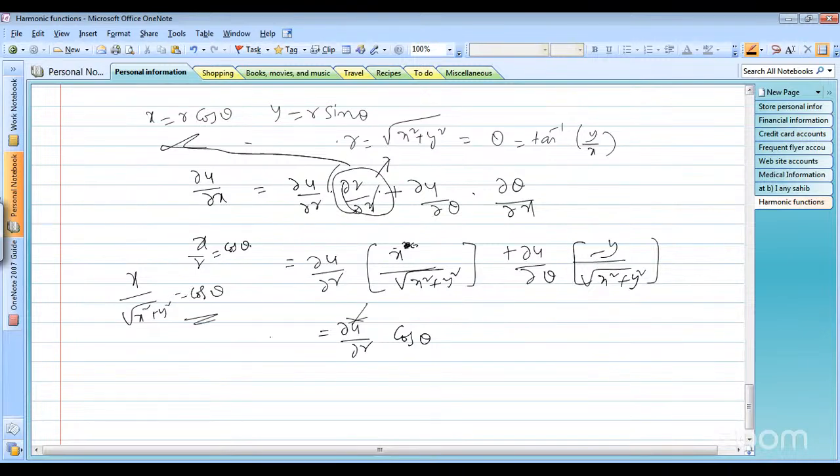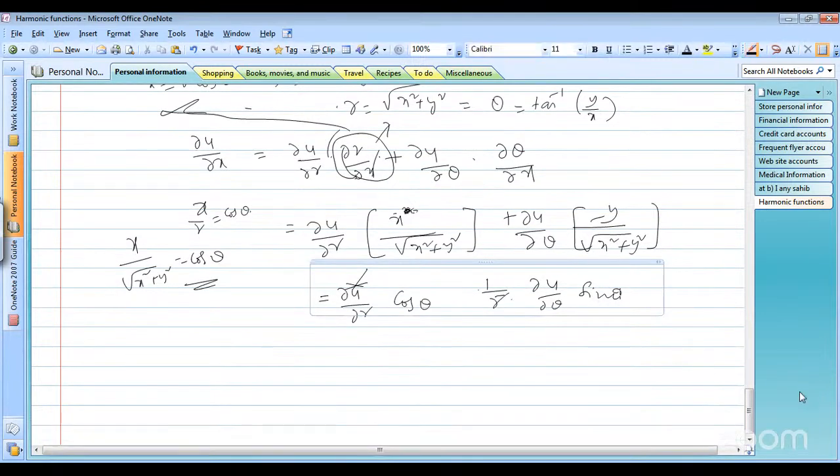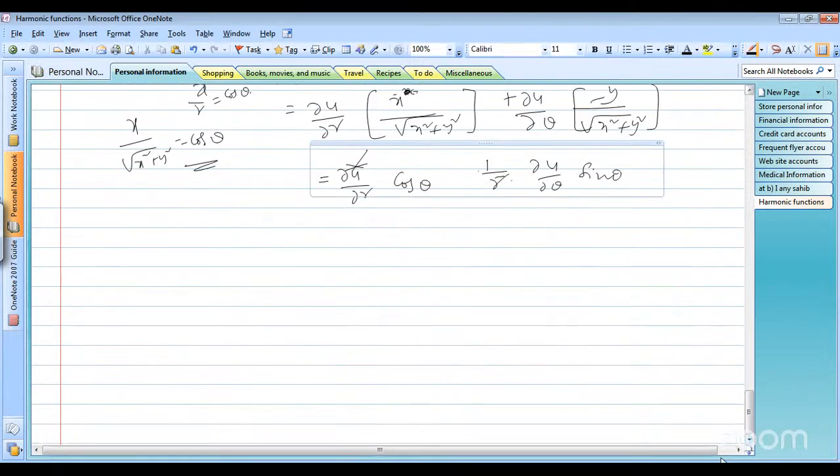So that is a fundamental. I am writing here cos theta. Then minus 1 by r, again minus y, so we have to do dou u by dou theta into sin theta, we are writing here. And so therefore, the fundamental value I'm writing here.